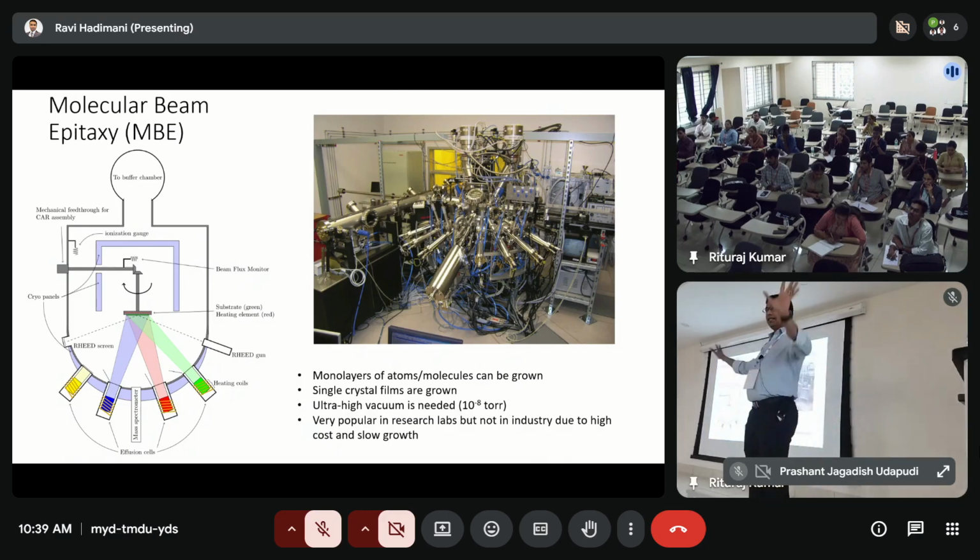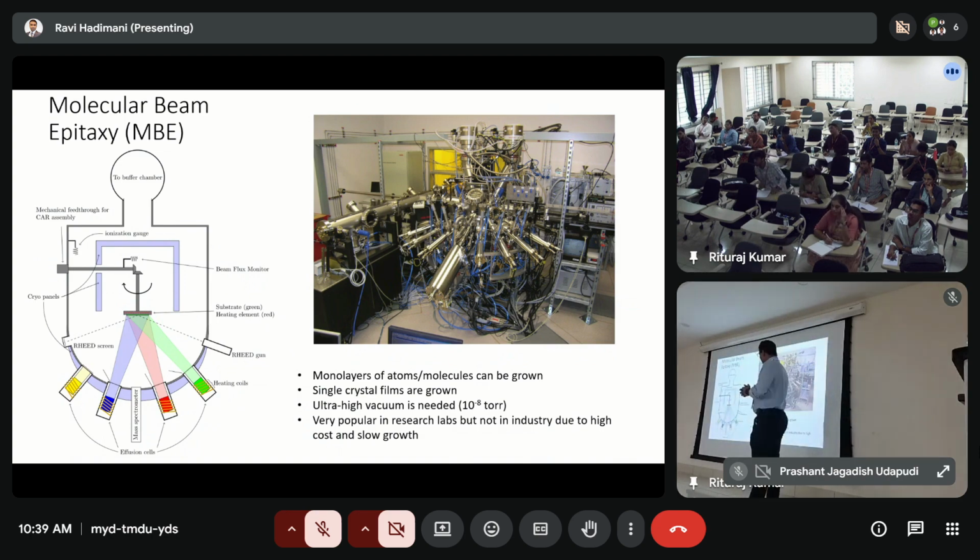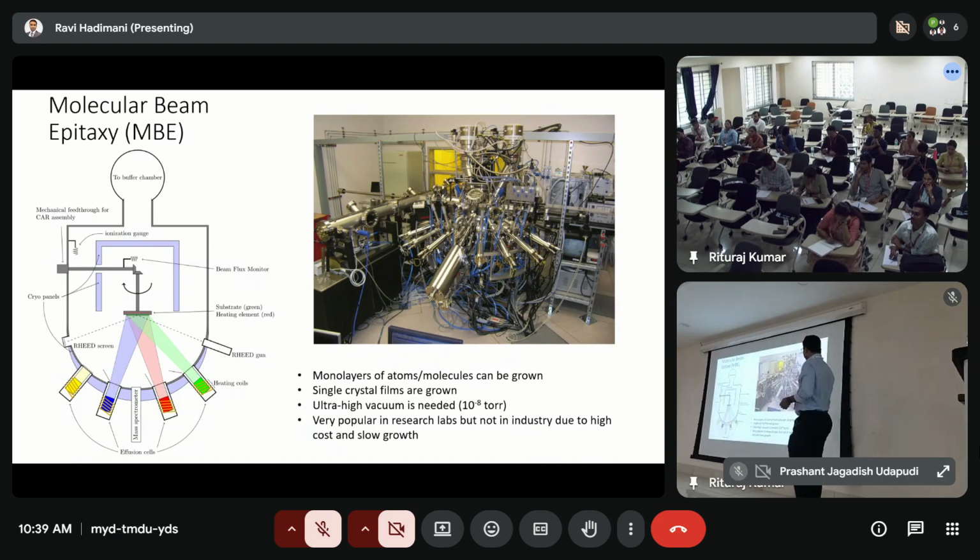This is only in laboratories where you can deposit certain material that has a certain effect that can be used for something. Then engineers will have to work to find alternative techniques, right? So this is really, really complex. It has multiple heads, and it even has a RHEED.